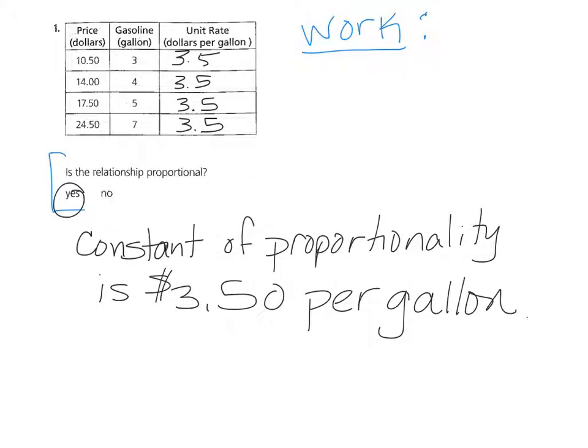So the answer is that yes, this table is proportional because it has a constant of proportionality, or a constant unit rate at 3.5. So you'll see in my table here that I have 3.5 for each unit rate. That means dollars, right? Because I was dividing dollars by gallons. So that means 3.5 means $3.50 per gallon.